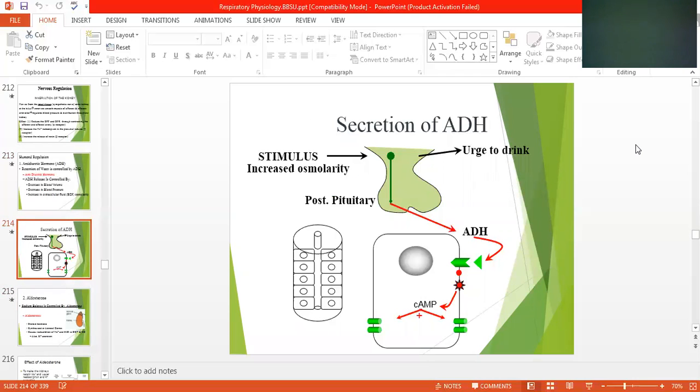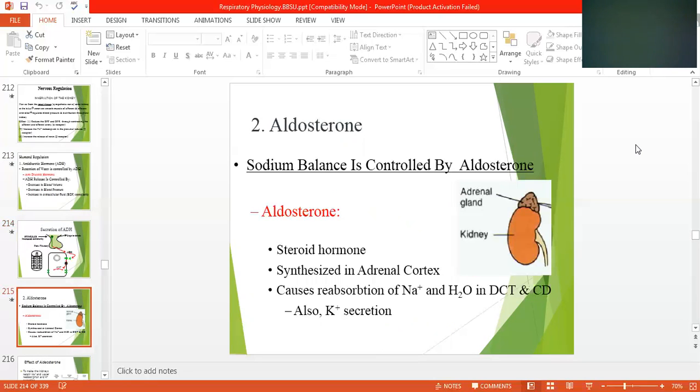Then we have shown you that there is a secretion of antidiuretic hormone from the posterior lobe of the pituitary, and the urge to drink. This causes thirst, प्यास जिसे कहते हैं, प्यास लगती है, और एडीएच वहां से रिलीज होता है एंटीडायरेटिक हार्मोन.